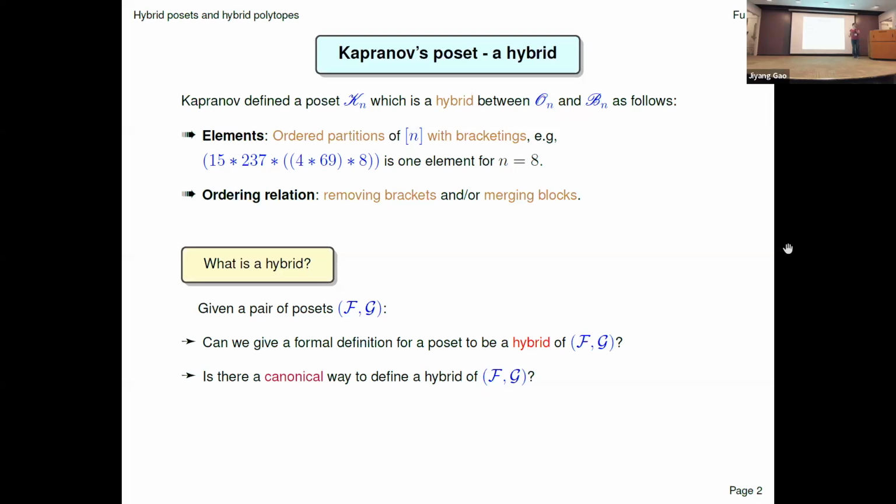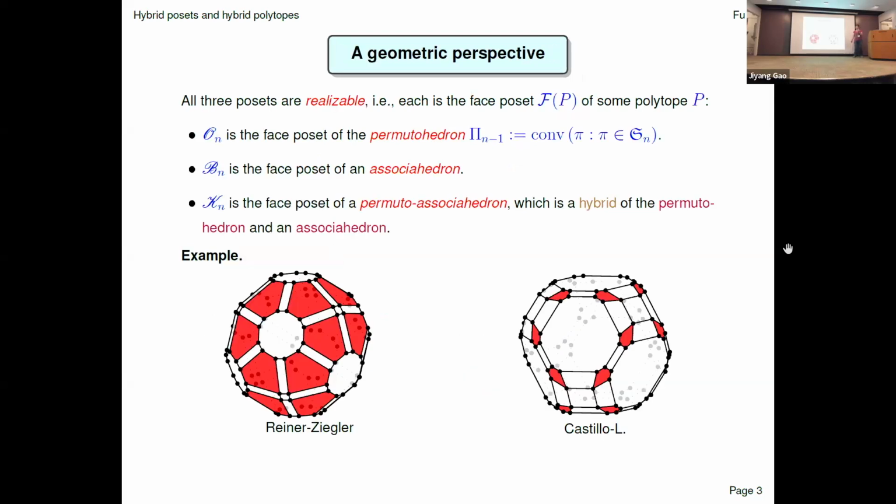However, note that this really is not a mathematical definition. So what I'm interested in is to make this formal. More specifically, if we're given a pair of posets F and G, can we give a formal definition for a third poset to be considered to be a hybrid of this pair? And if so, whether there is a canonical way to do it.